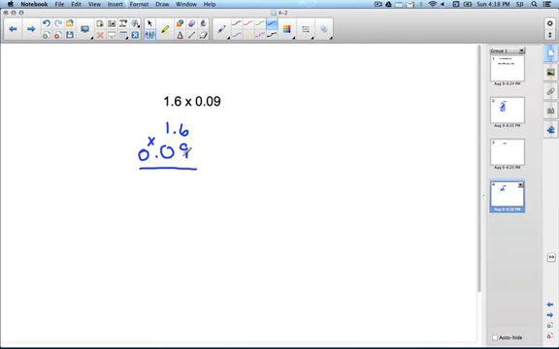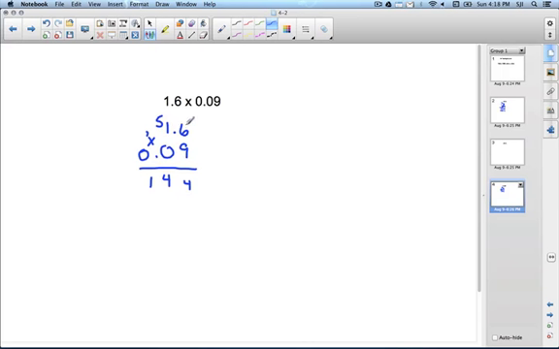And now I'm going to go through and multiply. 9 times 6 is 54. 9 times 1 is 9, plus 5 is 14. And then I don't need to multiply all these zeros now. Now I just need to figure out how many places I need to move my decimal over.